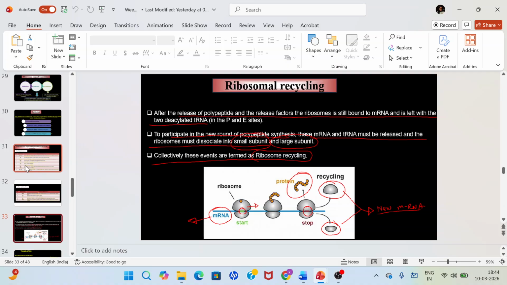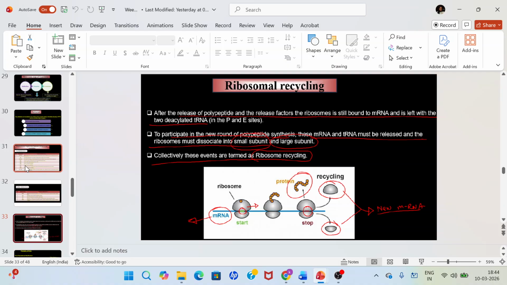Now the protein synthesis has happened. Now the ribosome must be restored so that it can again help in the formation of protein. So for that, after the release of the polypeptide and the release factors, the ribosome is still bound to mRNA and is left with two deacylated tRNAs. To participate in a new round of polypeptide synthesis, the mRNA and tRNA must be released and the ribosome must dissociate into small subunit and large subunit.